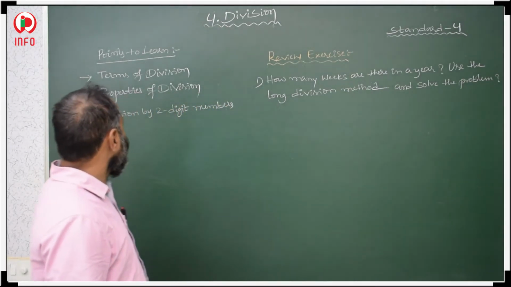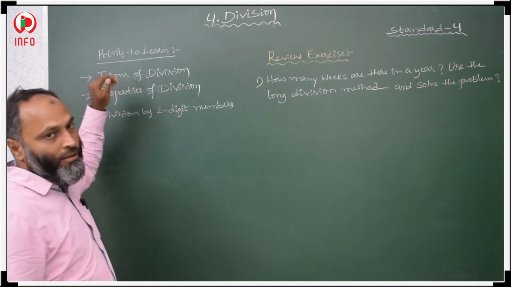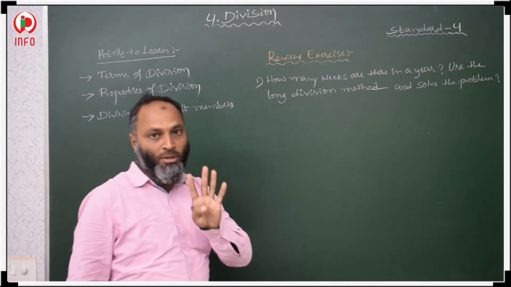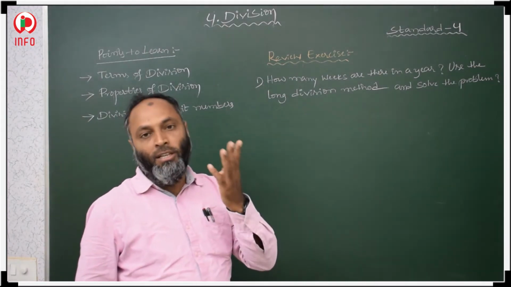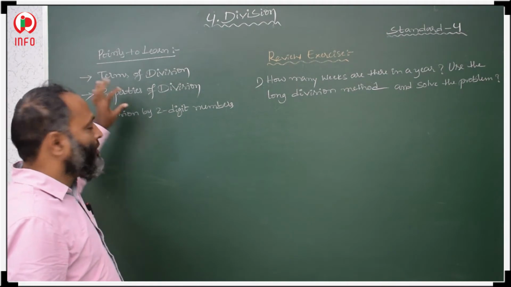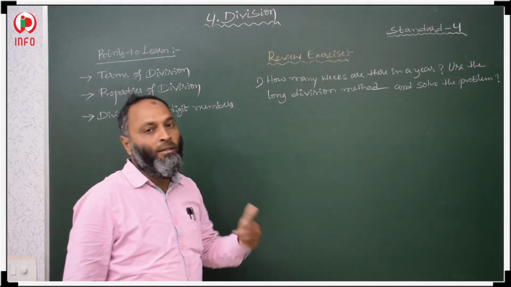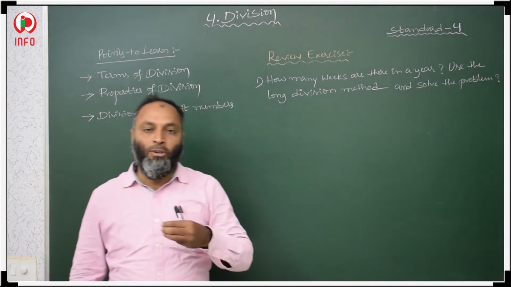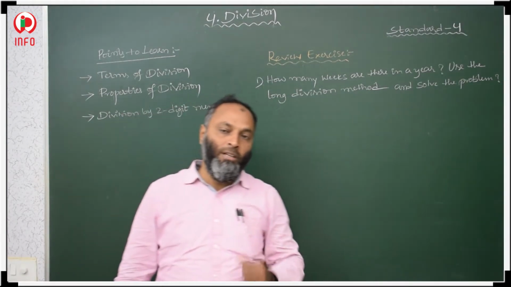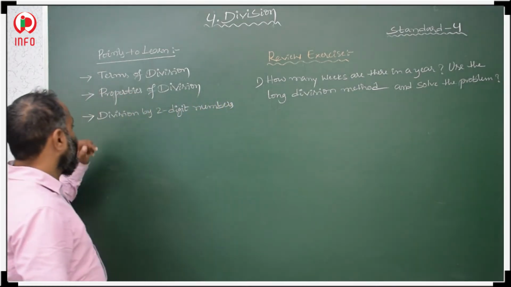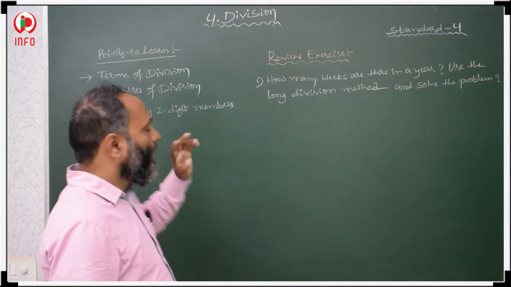In this chapter we are going to discuss the terms of division, which means the 4 terms: dividend, divisor, quotient, remainder. Then after that, the properties of division, like in addition, subtraction and multiplication. In the same way, we will discuss the properties in division. Then last, division by a 2-digit number.